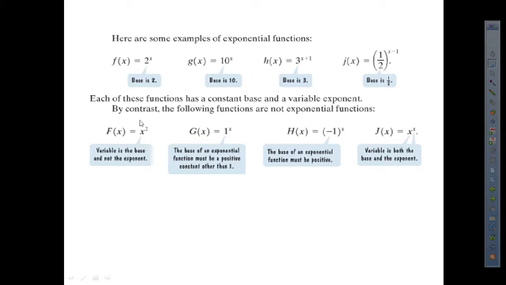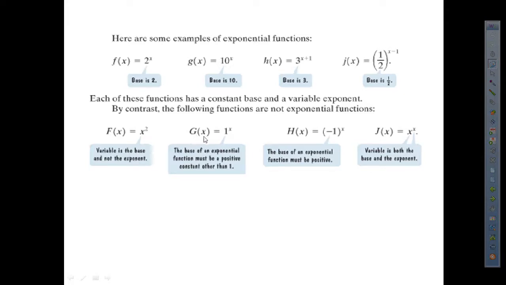Now, in the other way, here are some examples of things that we've dealt with that are not exponential functions. Here we've got x squared. The variable is the base, not the exponent. So in that case, that's not going to be an exponential expression. Now it's still a function, and we've dealt with that. It's a parabola, but it's not going to be an exponential function. Exponential functions have to fit the definition we've set for it.